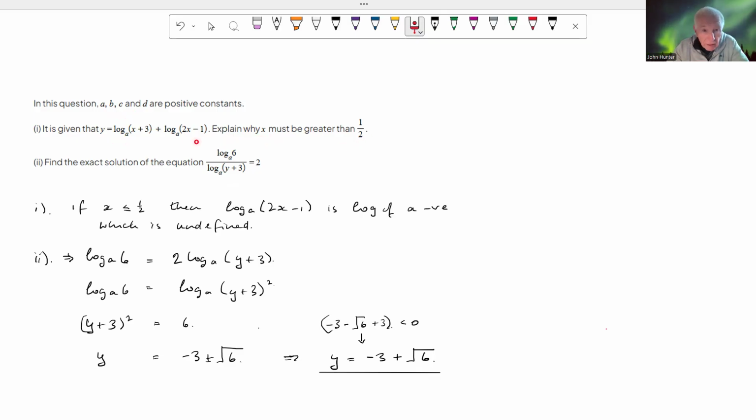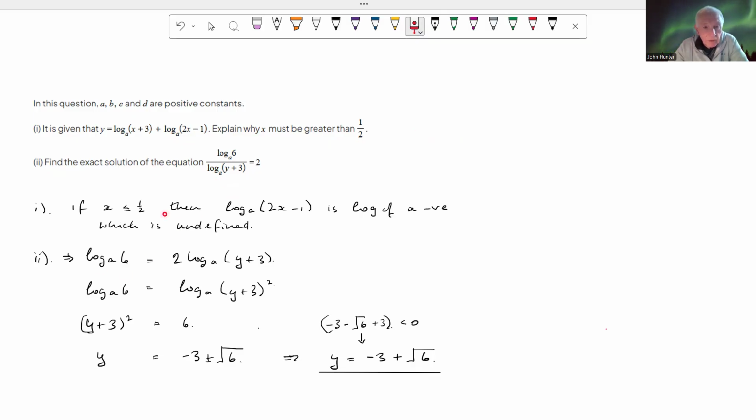Well, clearly, if it's not greater than a half, then the argument of this log function is going to be negative, and we can't have that. We can't have a log of a negative number. This is the sort of counterpart, isn't it, to the fact that some positive number to the power of something is always going to be positive, whether or not the exponent is negative or positive. But yeah, we can't have a log of a negative number. So that's that.